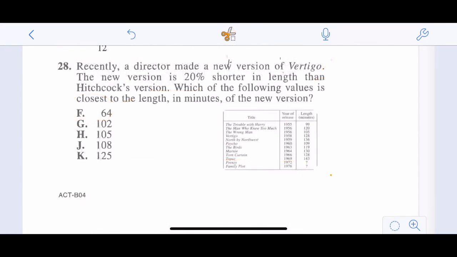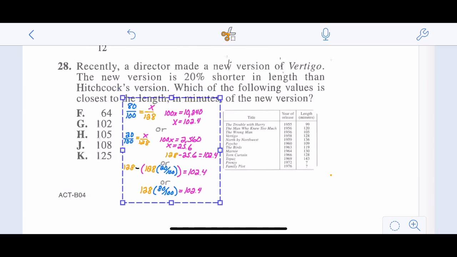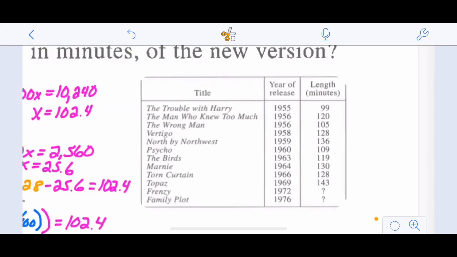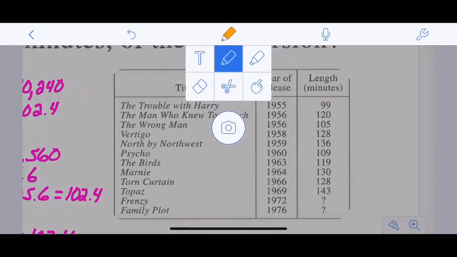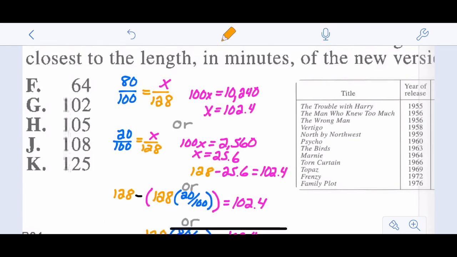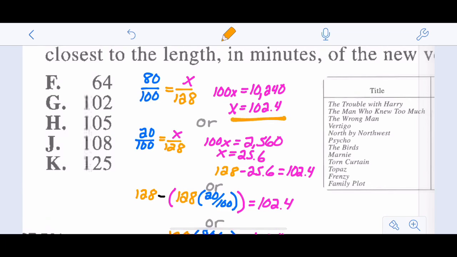I made a new version of Vertigo. The new version is 20% shorter in length than Hitchcock's version. Which of the following values is closest to the length in minutes of the new version? There's so many different ways to do this one. I just went ahead and wrote it all out before I did this. So Vertigo, we'll see, is 128 minutes. Okay, so 80% of 128 is 102.4. So that's one way to do it, choice G.